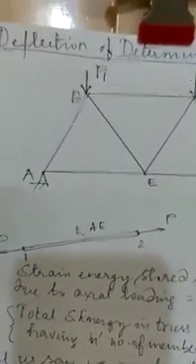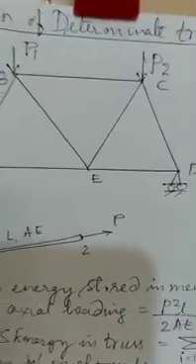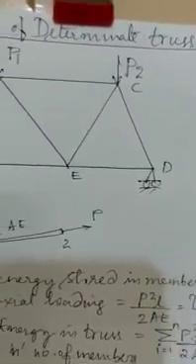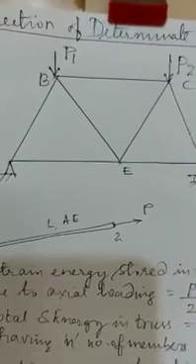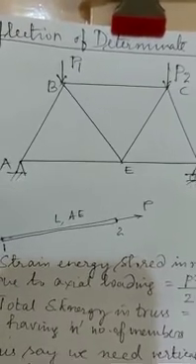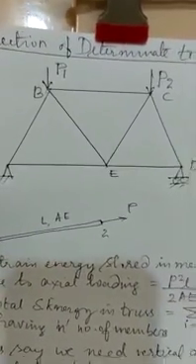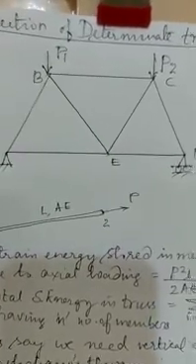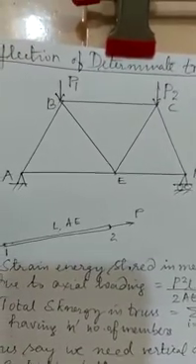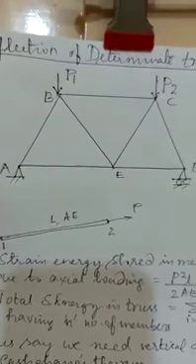Okay, good morning, everybody. Today we'll discuss how to find the deflection of any joint in a determinate truss using Castigliano's theorem. In the last classes, we discussed how to find the slopes and deflections for a determinate beam, determinate rigid frames, and things like that. So now we'll try to find the deflection at any point or at any joint of a determinate truss.